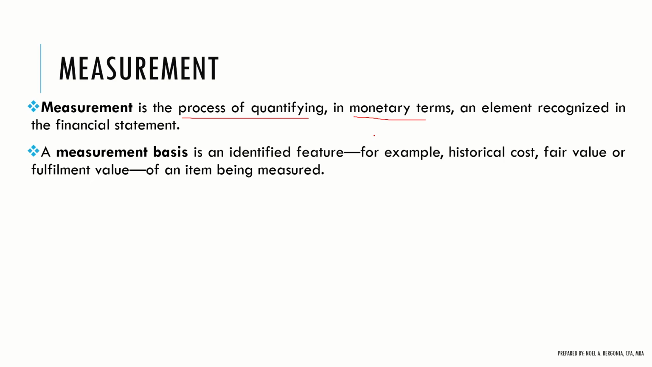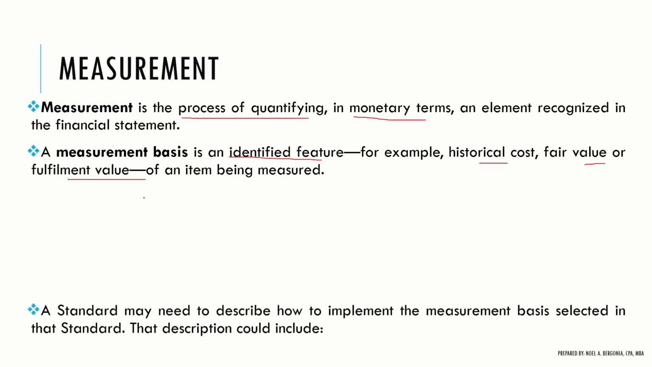Since we are about to measure, we should have a basis. So the measurement basis is an identified feature of the item being measured, which we are about to discuss in this chapter. Examples, which we will discuss later, are historical cost, fair value, or even fulfillment value. So we have various measurement bases to be discussed later.